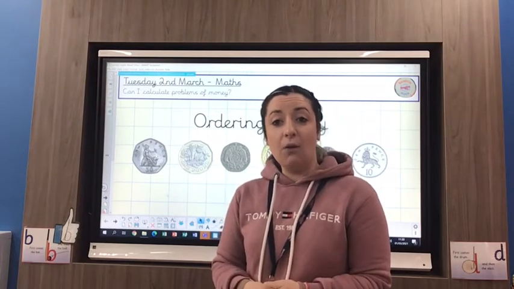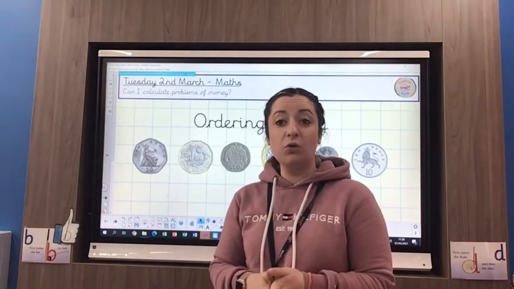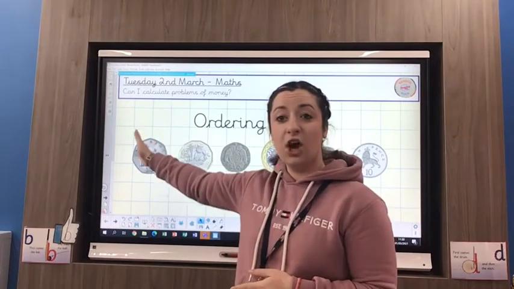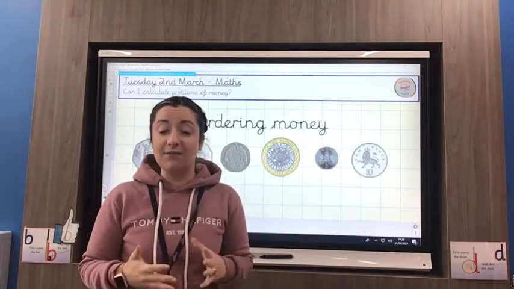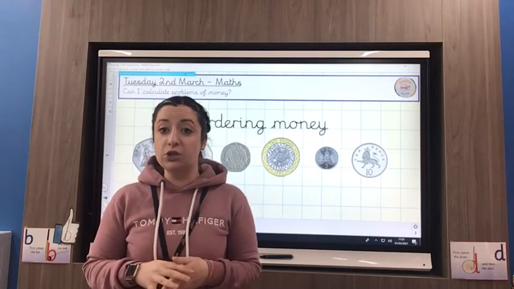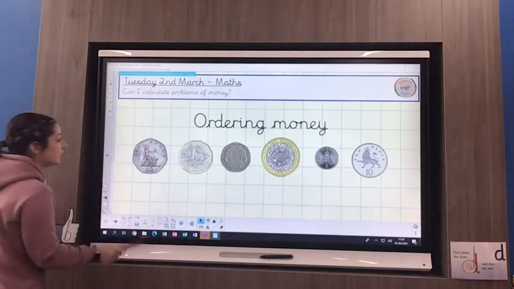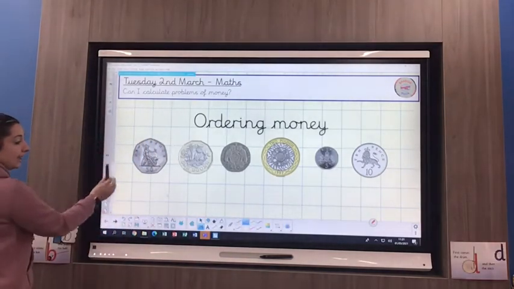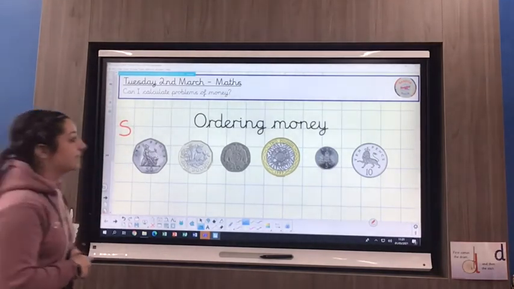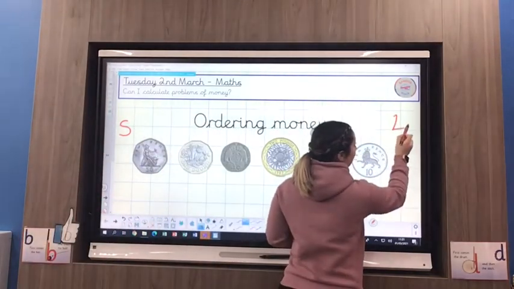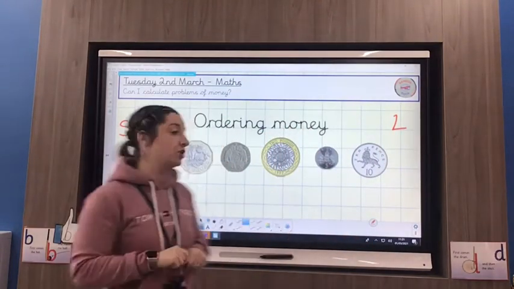Okay, so we're going to start with our starter, and I've got some coins behind me, and we need to order them from the smallest on this side to the largest on this side. So let's have a go at ordering money, and you can join in at home. Okay, so first of all I need the smallest value of the coin here, so I'm going to put an S there. So we know we're starting off with the smallest, and then I'm going to put an L here because we know that that's going to be the largest, so we're going smallest to largest.